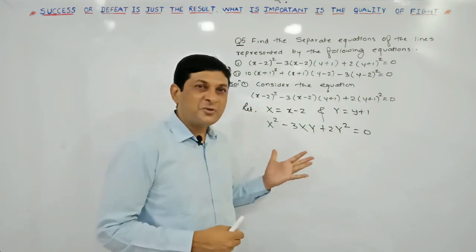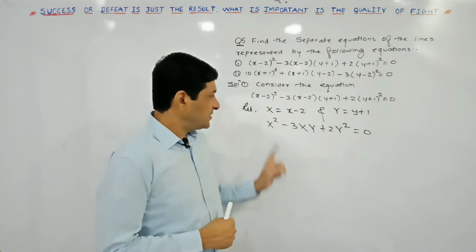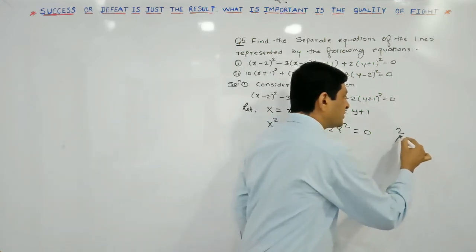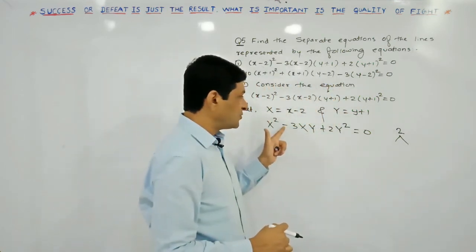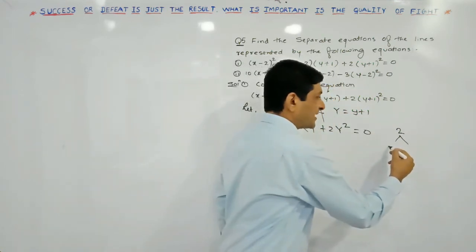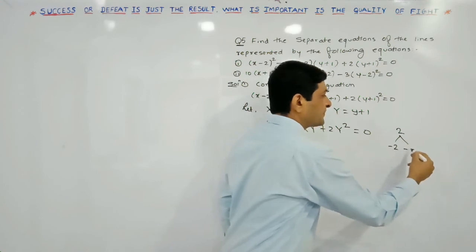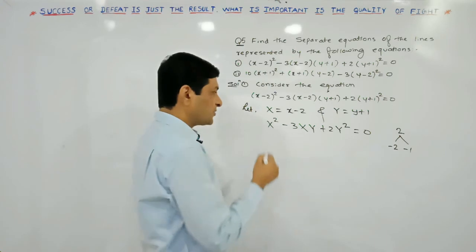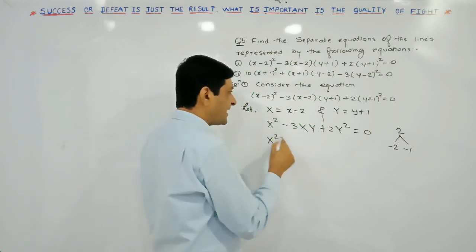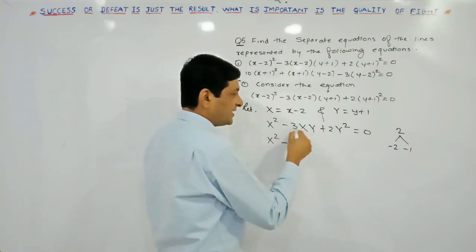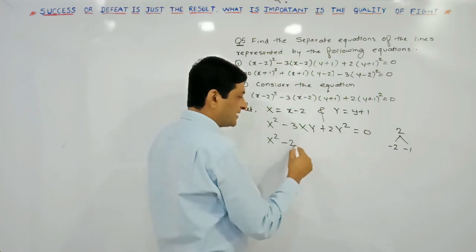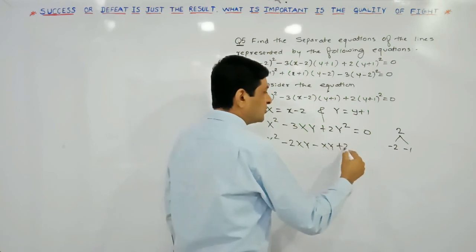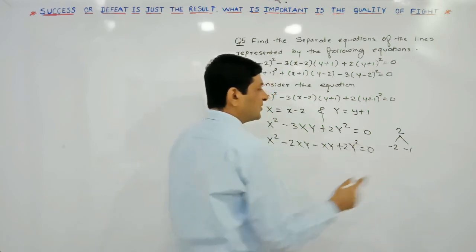Now let us try to factorize this equation. Here 1 into 2 will be equal to 2. Now we have to find factors of 2 such that their addition is minus 3. So we can say that the factors of 2 are minus 2 and minus 1. Their addition will be equal to minus 3. So keep the first term X square as it is, minus 3XY can be split up as minus 2XY minus XY plus 2Y square is equal to 0, keep it as it is.